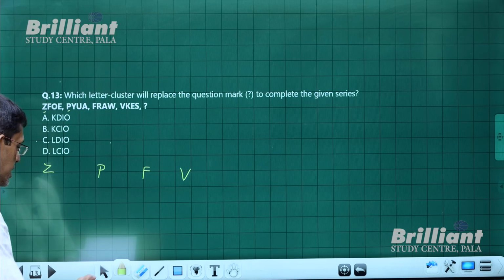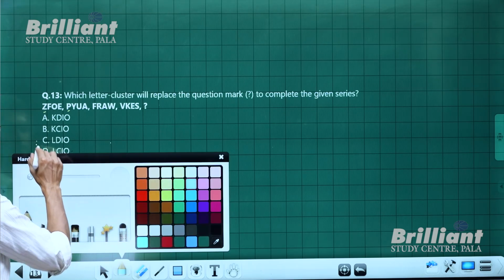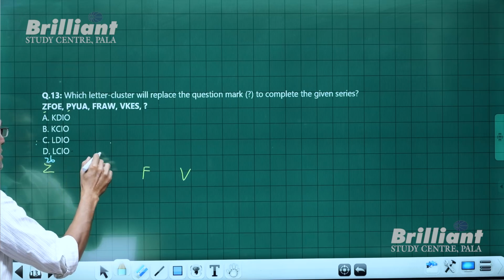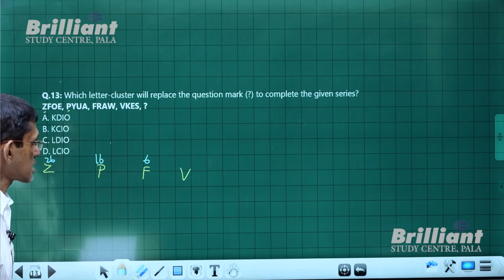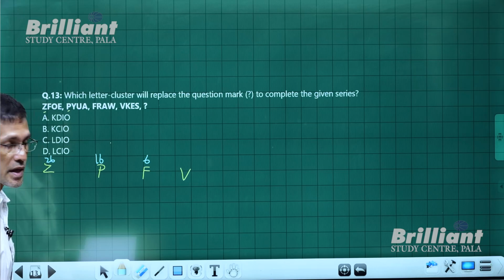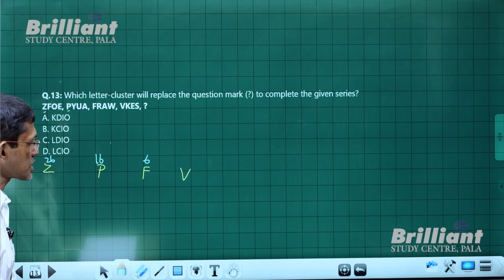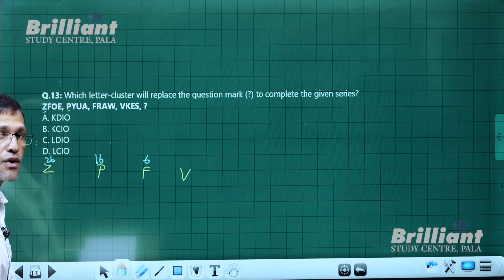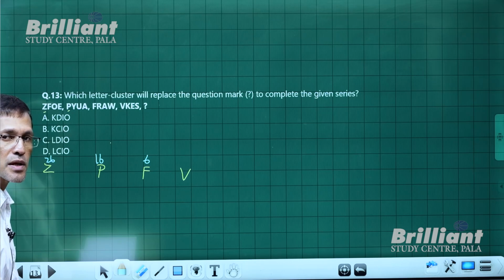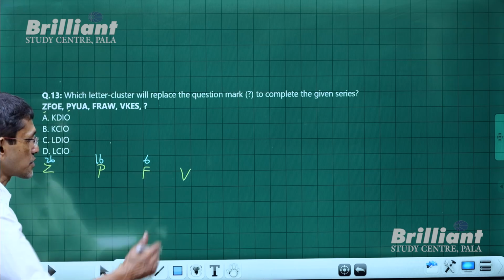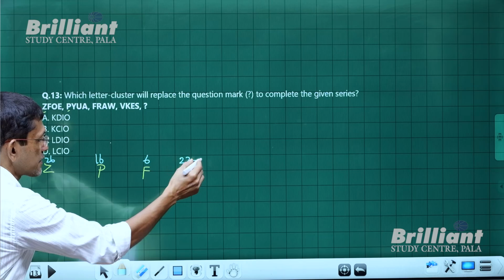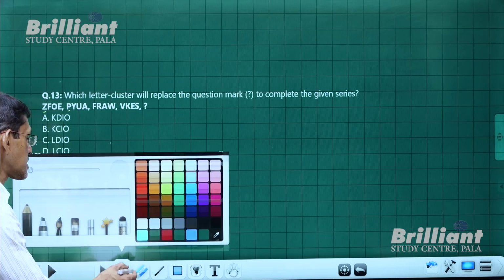So Z is 26, right? The position value of Z is 26. P is 16. F is 6. So it is 26 minus 10 is 16, 16 minus 10 is 6, and 6 minus 10 must be V. The position value of F, you can take it as either 6 or 26 plus 6, second loop. That's 32. So 32 minus 10 is 22. This is correct, 22. And the first letter of the answer is going to be 22 minus 10.